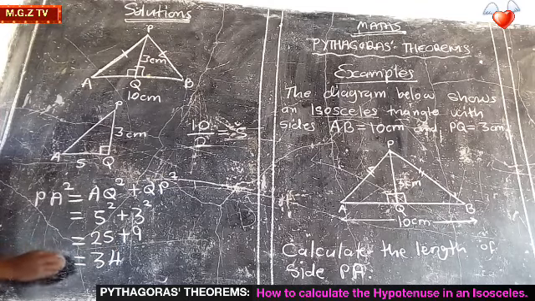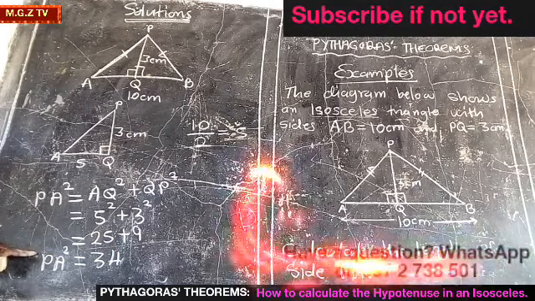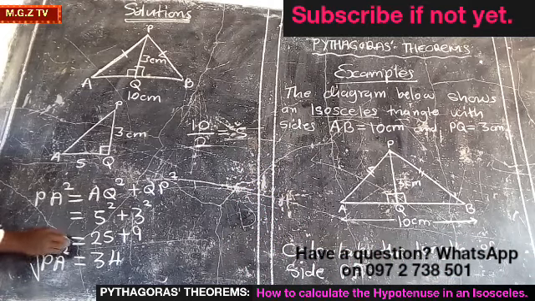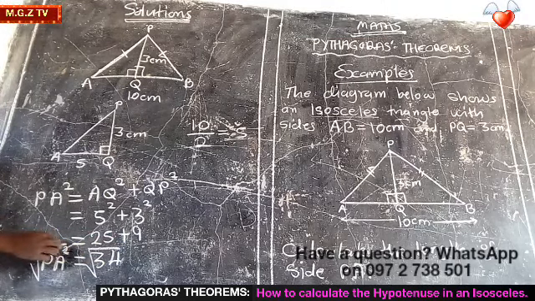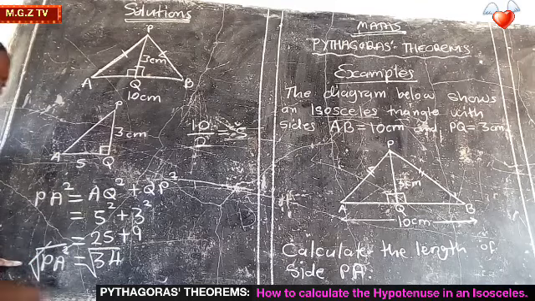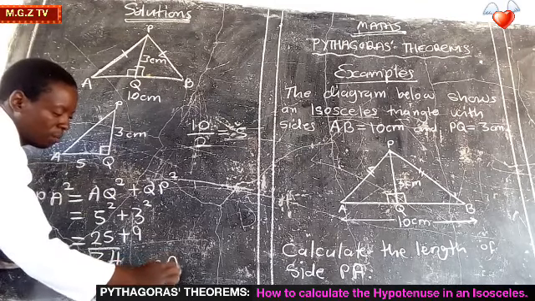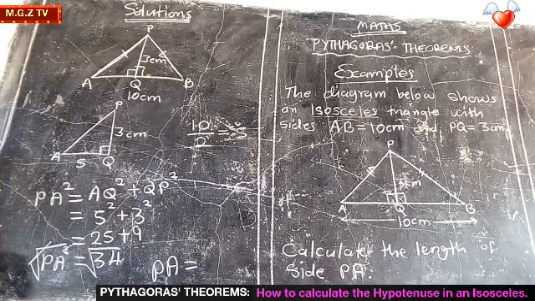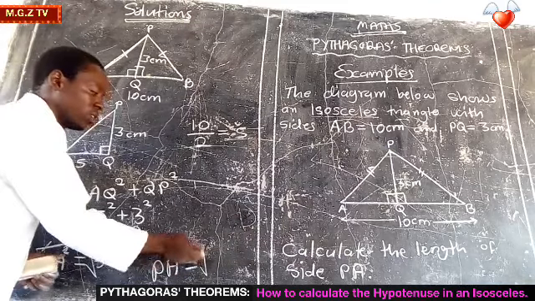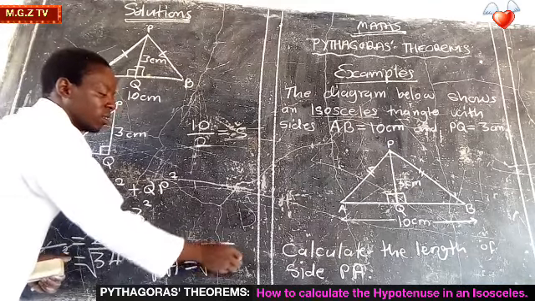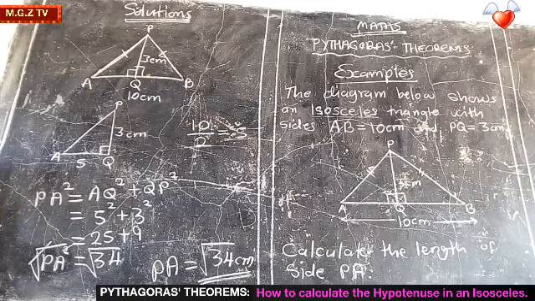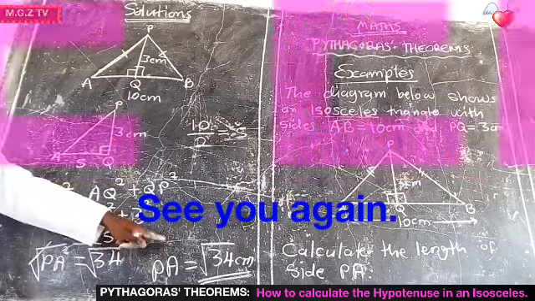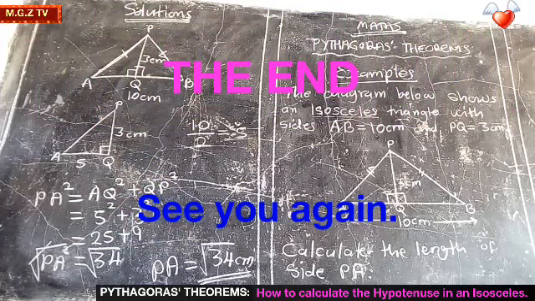Here we have PA power 2. So what you do next is to introduce the square root here and also there. So these 2 and the square root are cancelled. We remain with PA equals. Knowing that 34 is not a perfect square, what we do is to maintain the same number, and write centimeters, and it is done just like that. So PA will be now the square root of 34 centimeters.